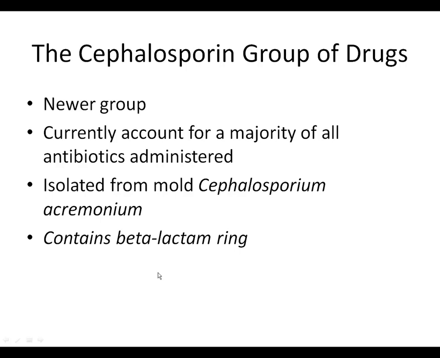The cephalosporins are a newer group. Well, I shouldn't say they're a newer group. They actually were isolated in the 1940s from a mold called Cephalosporium, and I can never pronounce this name, Acremonium, I believe is the way it says. And all of these cephalosporin drugs contain a beta-lactam ring. They do account for the majority of all of the antibiotics that are administered now. Fewer people are allergic to cephalosporins than they are to penicillins, and so a lot of these drugs are going to be the cephalosporins.